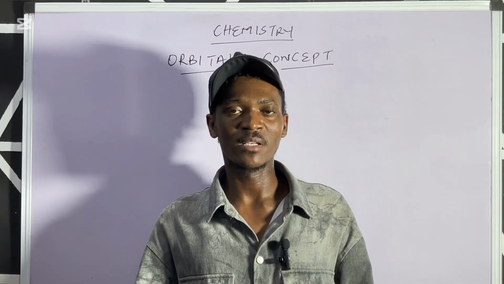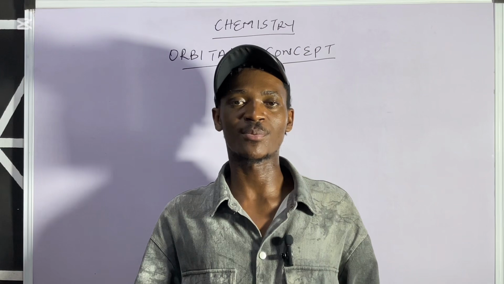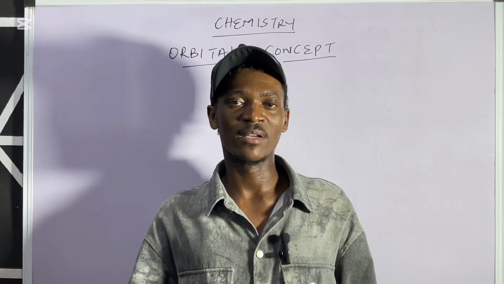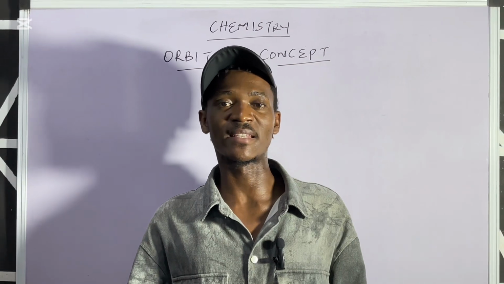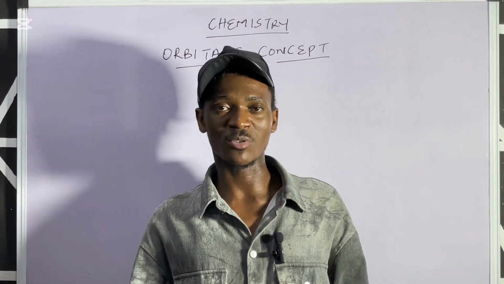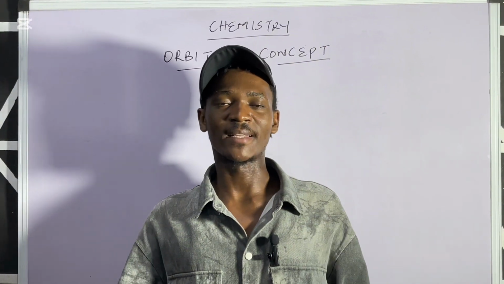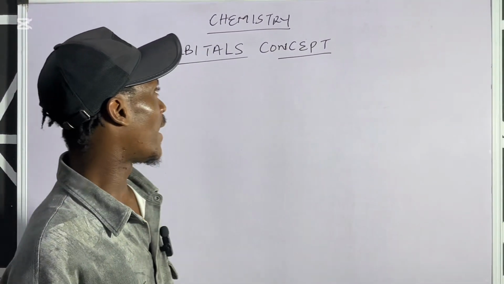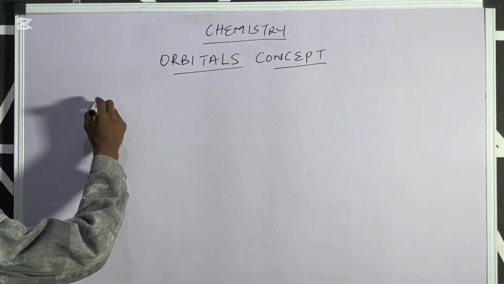What are orbitals? Orbitals are simply regions of space where there is a high probability of finding electrons with a certain amount of energy. What does that mean? It means they are simply regions where you can find electrons, and electrons move along with energy. All right, so we have four types of orbitals.